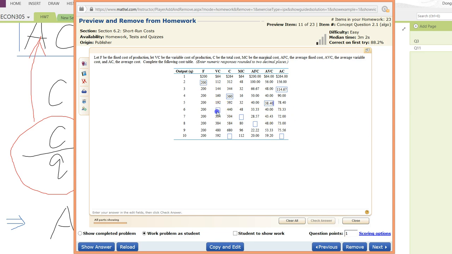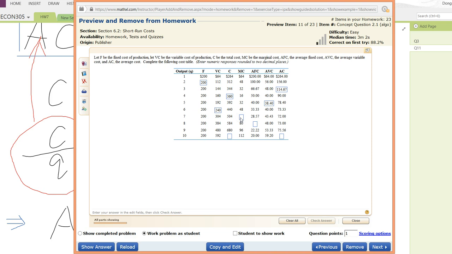And the sixth row, the blank is variable cost. So again, because the total cost equals fixed cost plus variable cost, variable cost must be equal to total cost minus F, minus fixed cost. So the variable cost is simply the difference between 440 and 200. That's 240. And the seventh row, the blank is marginal cost.